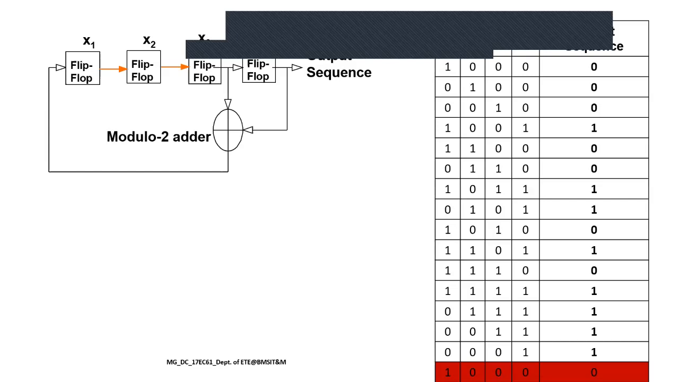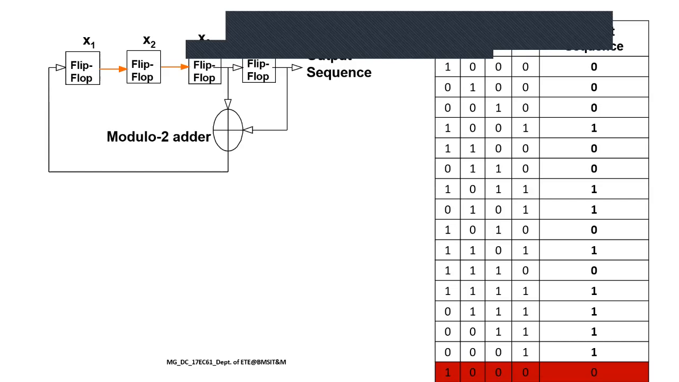So 1 0 1 0 it is, right? So the 1 0 1 XOR with 0 is 1. That one will come here. So it becomes 1 1 0 1, right? Then 0 XOR with 1 will be 1. So that one will come here. Means 1 1 0 1 1 1 0 it is, right?